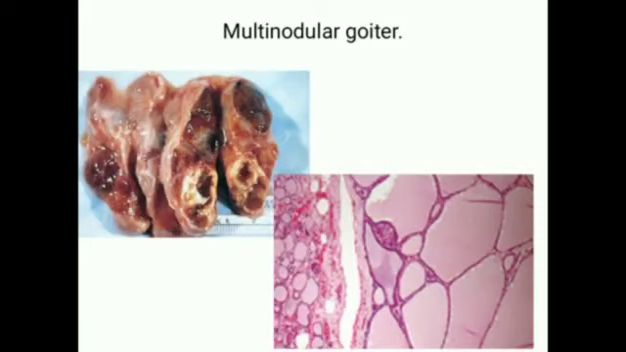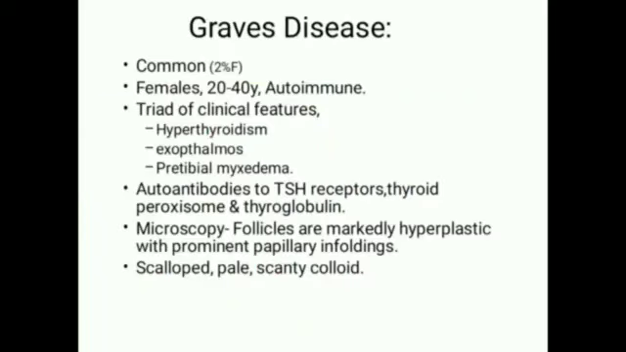And in the microscopy you can see there is abundant colloid and the epithelium is almost flattened. Okay, and on the left hand side, it is a normal thyroid. And on the right hand side you can see the abundant colloid and the epithelium. It is multinodular goiter. Now the second one is Graves' disease.